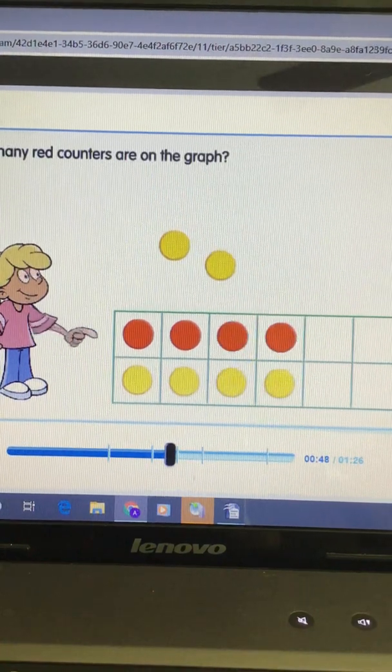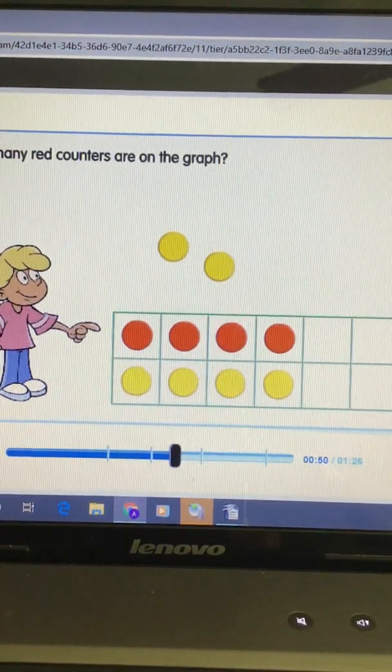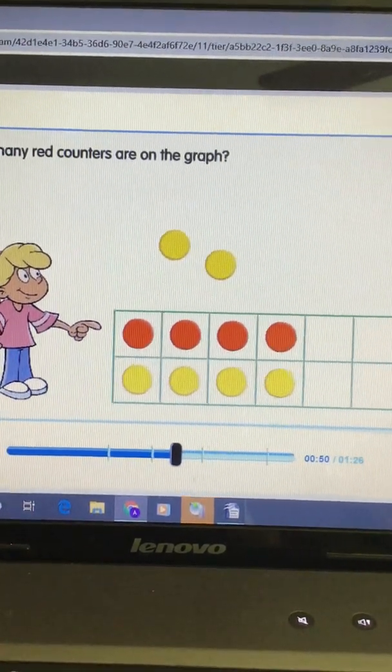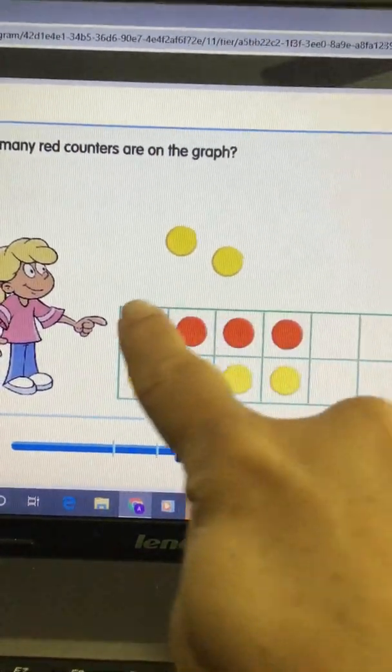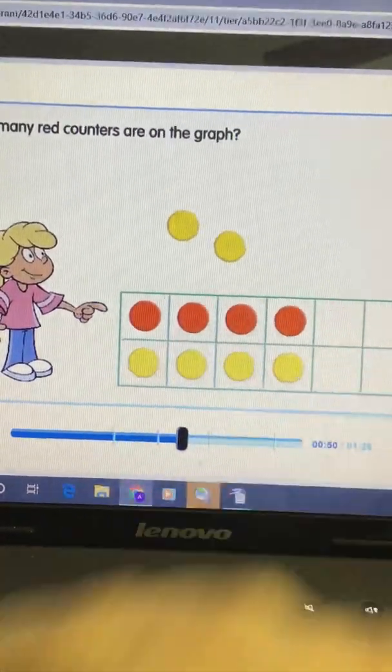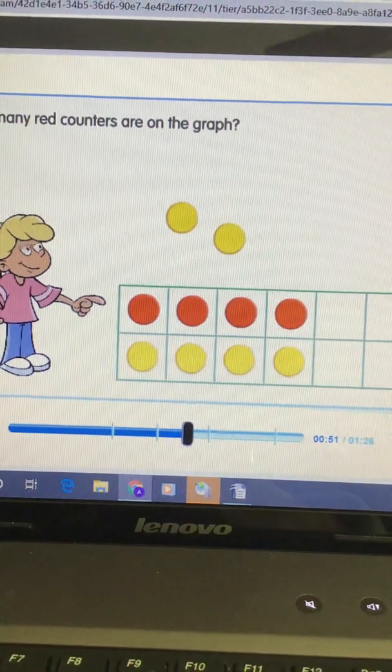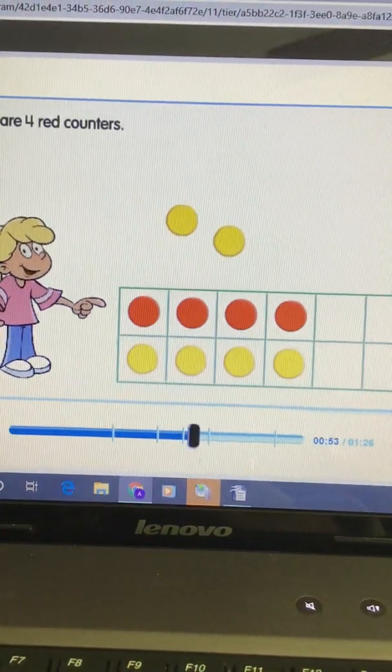How many red counters are on the graph? Now it's a little easier to count the red. 1, 2, 3, 4. There are 4 red counters.